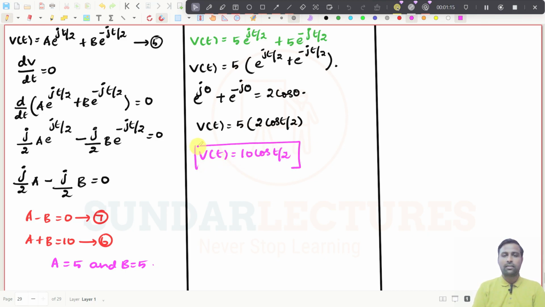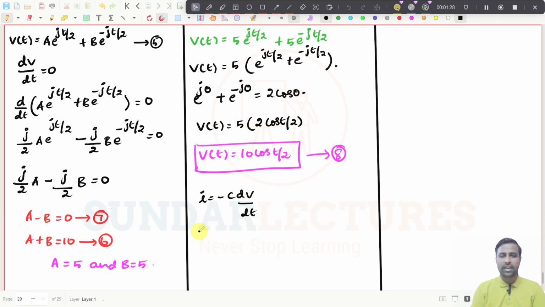This is the value of V of t, and I can make this expression number 8. And we know that i is minus C dv by dt. We have seen this already, right? So i of t can be written as minus 2 into d by dt of this value, 10 cos t by 2, right? This is the expression we can write like this.